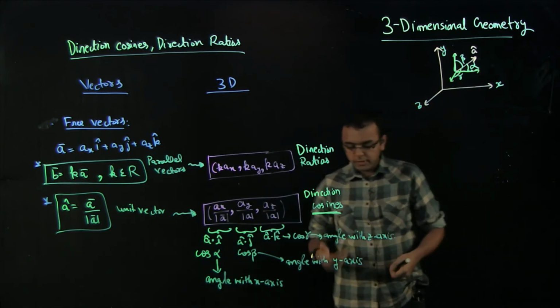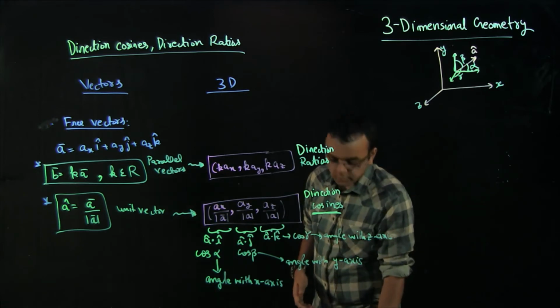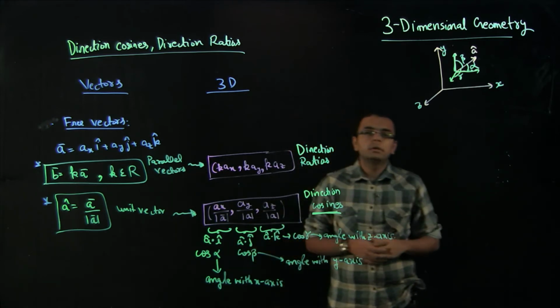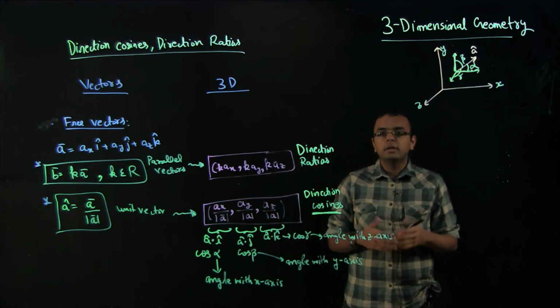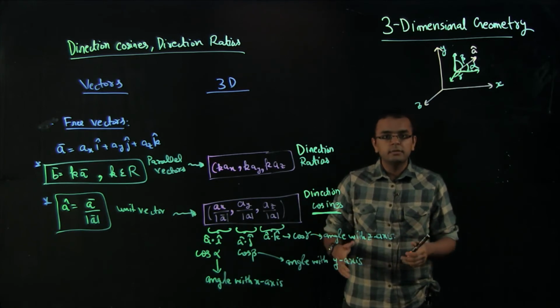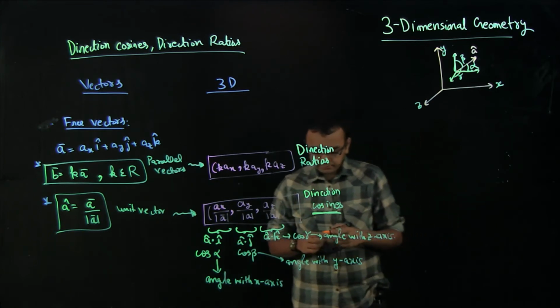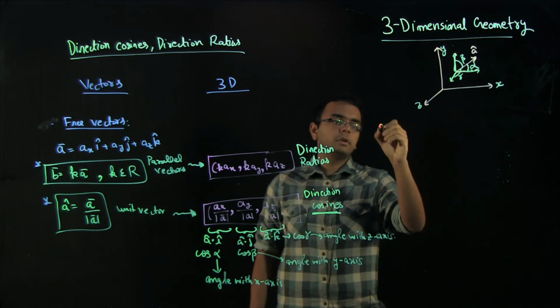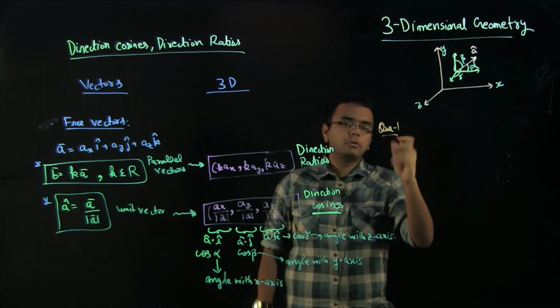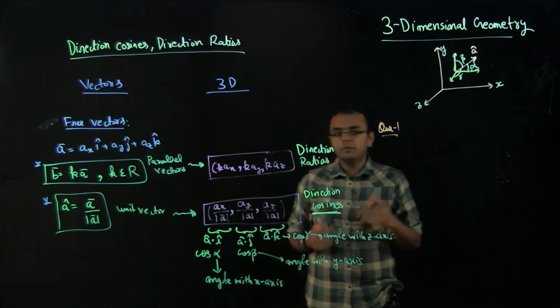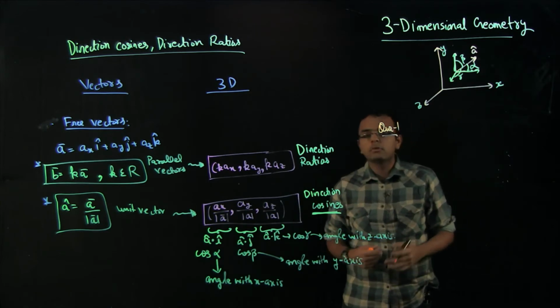So let us do very quickly a few examples so that we can understand what direction ratios and direction cosines are. Let me do one question so that this will give you a more quantitative feel. This was still very theoretical in nature, so let's go into something more quantitative.